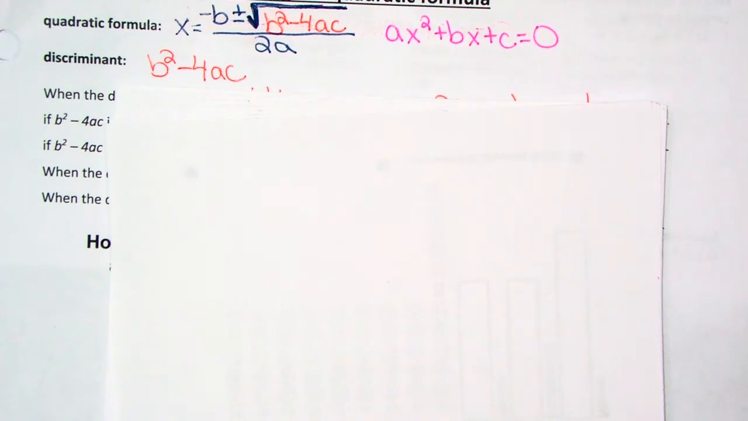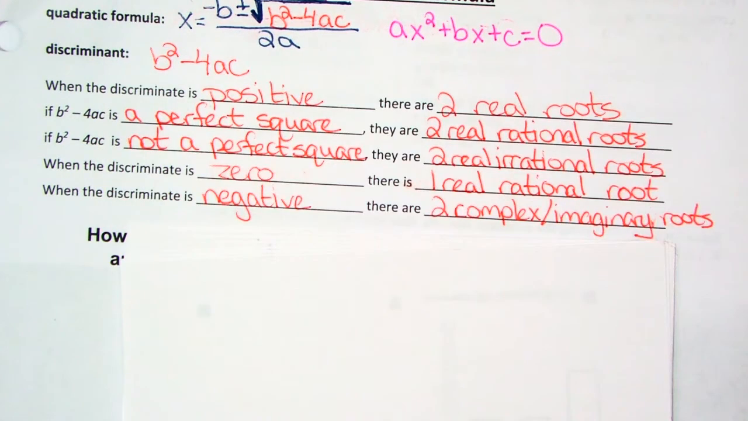So let's find out, how does that discriminant actually help us? You may want to pause the video to write this information down. When the discriminant is positive, that tells me that there are going to be two real roots, because when we have a positive number underneath the radical, that means that I will not have i to deal with coming outside of the radical. So I'll have two real roots.